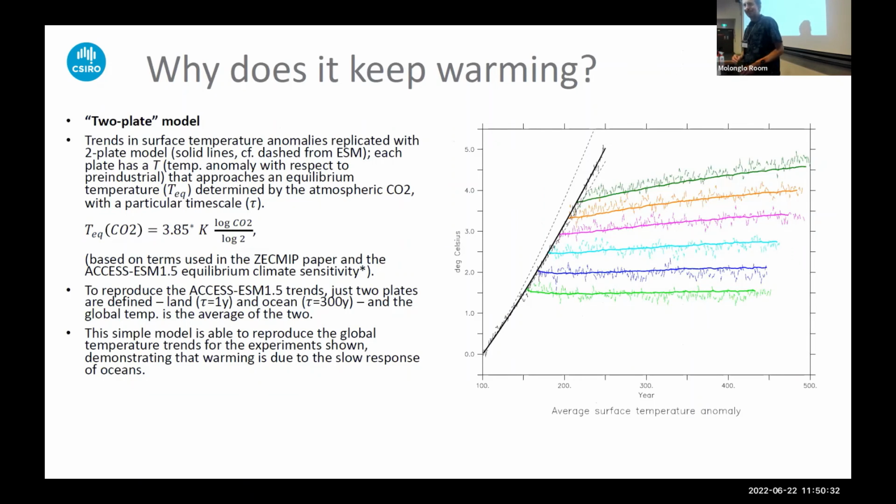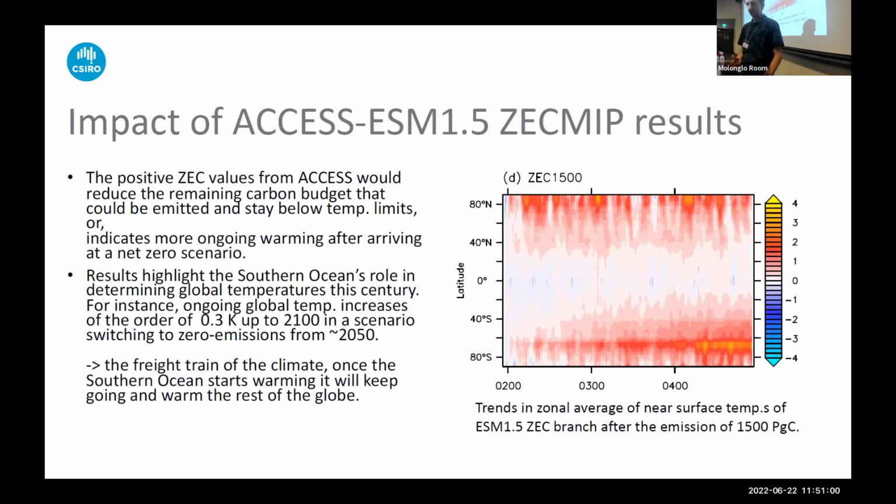I do have some simple conceptual models to reproduce these results, and the take-home message is that it is just the slow time response of the ocean that can explain the different ZEC trends that we see, the negative and the positive, and then the equilibrium temperature is determined by the amount of CO2 that's diagnosed out of the model. These impacts, I'll wind up.